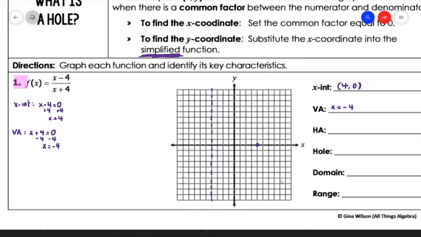The next step is to find the horizontal asymptotes. So we have a degree of 1 on top and a degree of 1 on bottom. So that's the "eats DC" part. Exponents are the same, so we'll divide our coefficients. y equals 1 over 1, which is just the line y equals 1. So we have a horizontal asymptote right here.